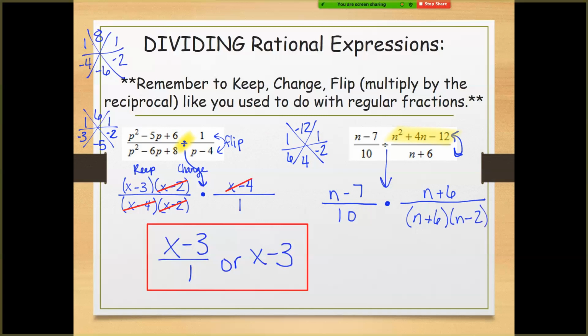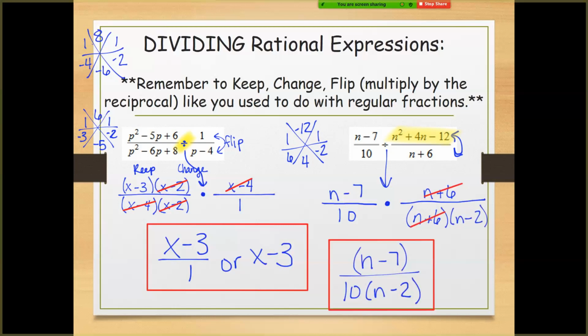Then, since this is multiplication now, I can go ahead and cancel anything that's the same in the numerator and the denominator. In this case, just the n plus 6 is canceled. I'm left with n minus 7 in the numerator and 10 times n minus 2 in the denominator. Again, final answer because I cannot cancel those n's out. Questions or concerns?